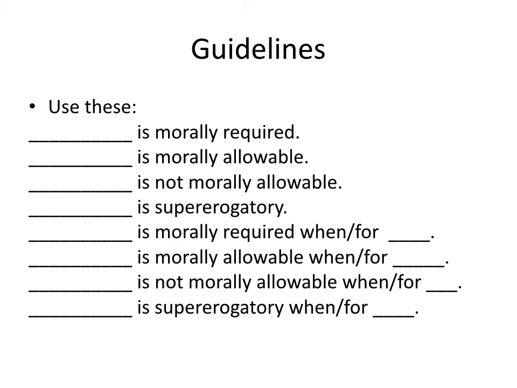And then the last four, if you look at them, they are patterned off of the first four. But with these, at the end, you tag on when it's required or for whom, when it's morally allowable or for whom, and so on. I would really urge you to save this information somewhere where you can access it throughout the course, because I will always want you to use one of these templates when stating a moral view, and it'll be helpful if it's easy for you to find this whenever you need it.